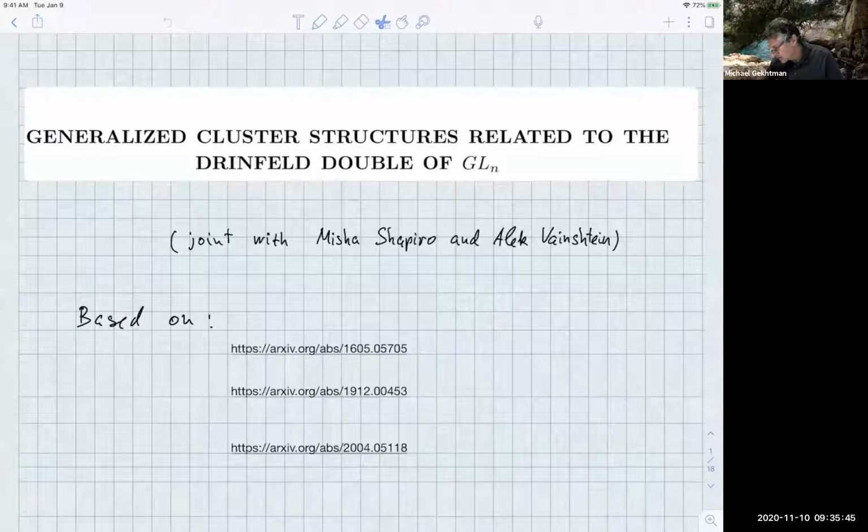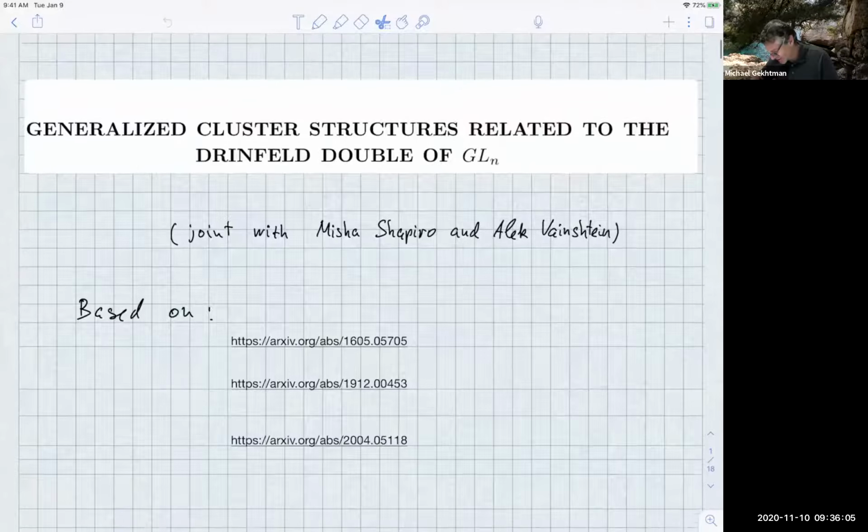Since I don't know if I should expect everyone in this particular seminar to be well-versed in cluster algebras, I thought I'll probably start with just the general setup of what we're trying to do, and then hopefully we'll get to the actual topic of the talk eventually, right?